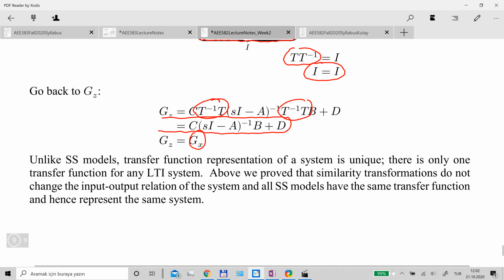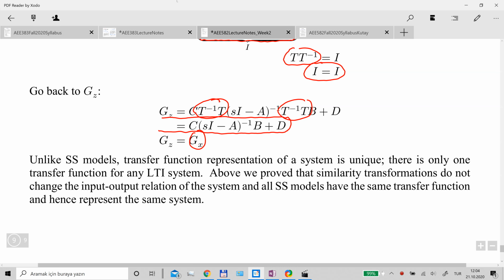And obviously this is independent of matrix T. So what the matrix T is, is irrelevant here. For any valid invertible T matrix, this will be valid. And all of the infinitely many state space models you can write for the same system will have the same transfer function, and that means they all represent the same system.